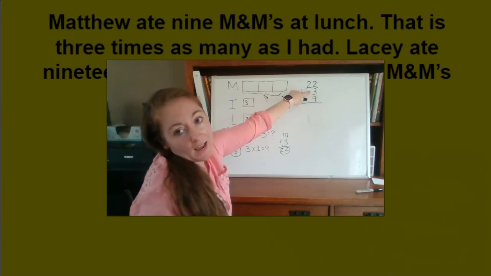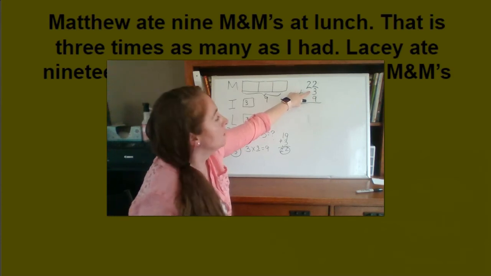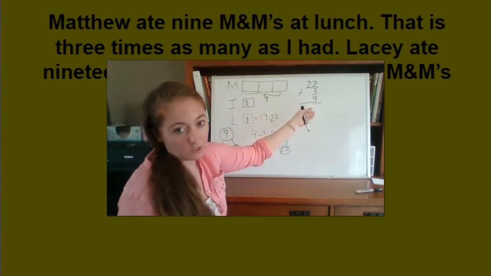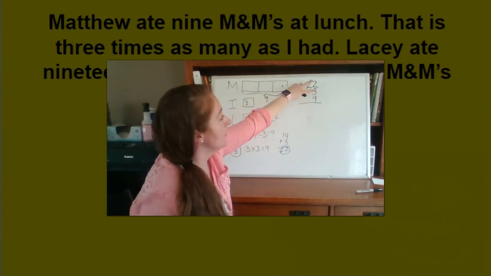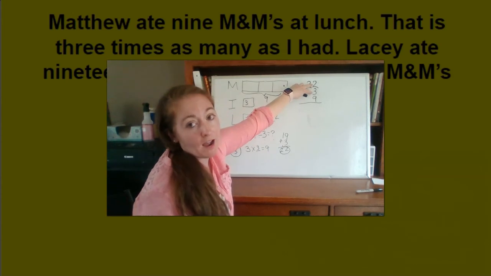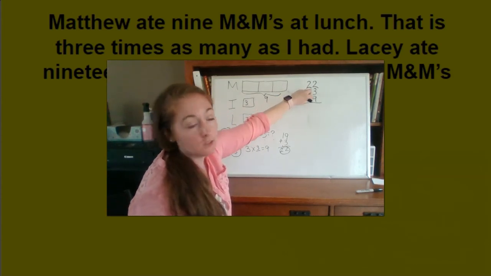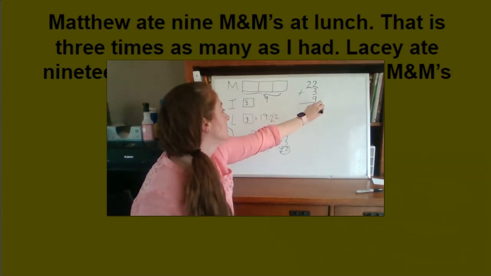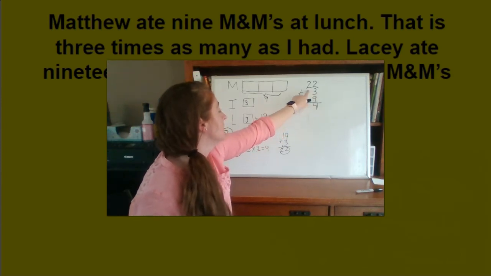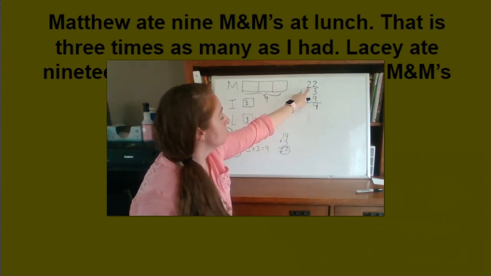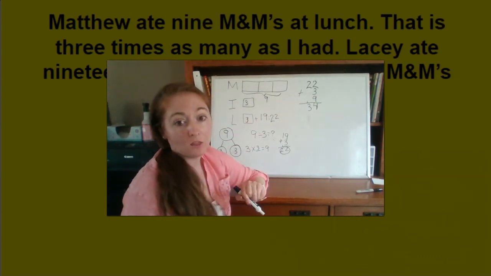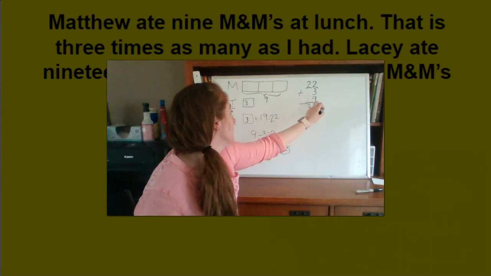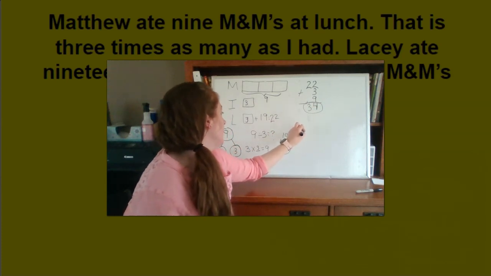The first thing I do when I add, I'm going to look for a tens fact. Well, there is no tens fact. There's nothing plus itself that will give me 10. So we look for what else we know. Well, we know that 2 and 3 make 5. 5 and 9 is 14. Then 2 and 1 is 3. So how many do we eat all together? We ate 34 M&Ms.